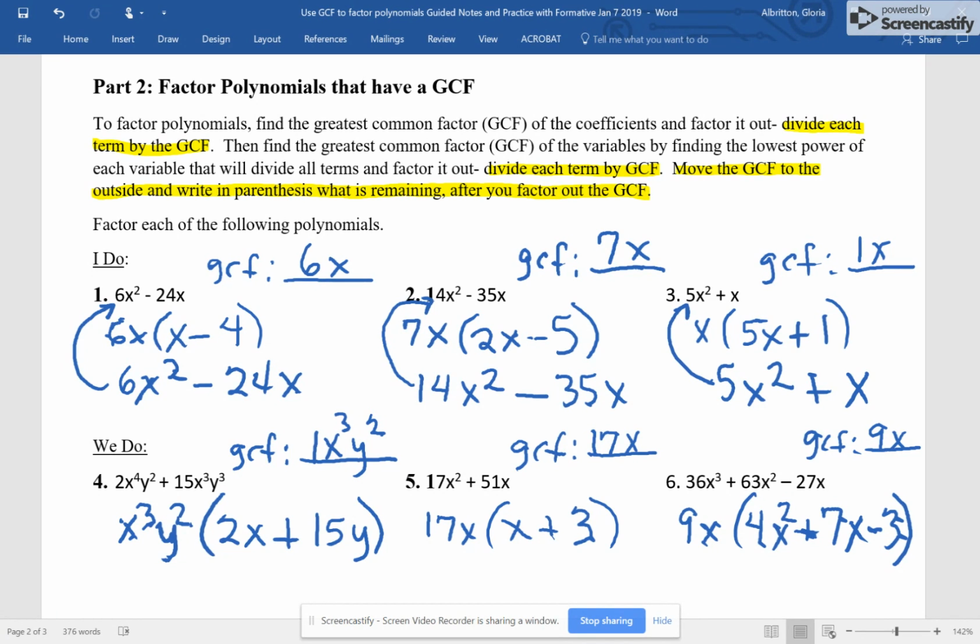And again, you can check each of these answers to verify that they're right by multiplying them using the distributive property. Make sure you work on the you do section. Bring answers back to class.